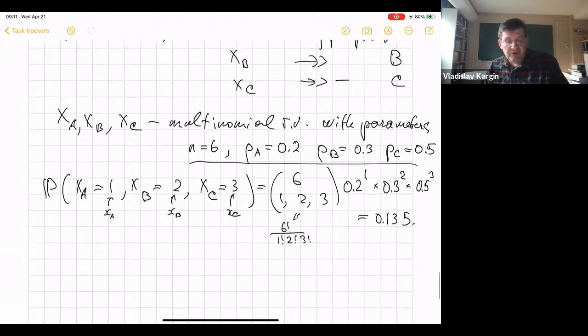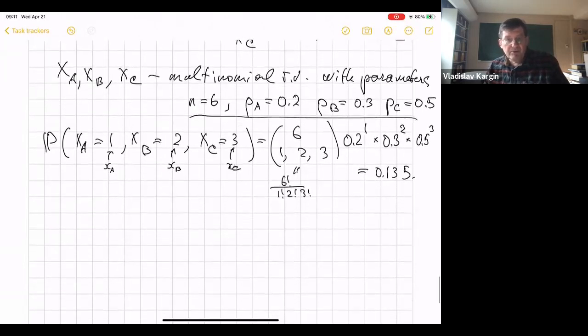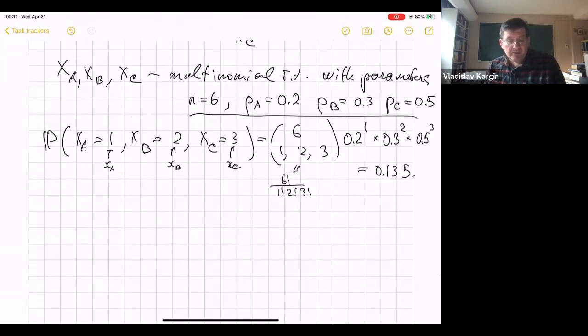And we can ask other questions about this. One question could be: what's the covariance between XA and XB? Right? So what's the covariance of XA and XB?